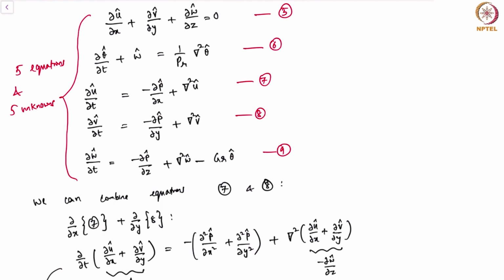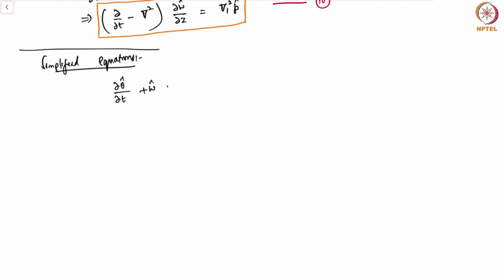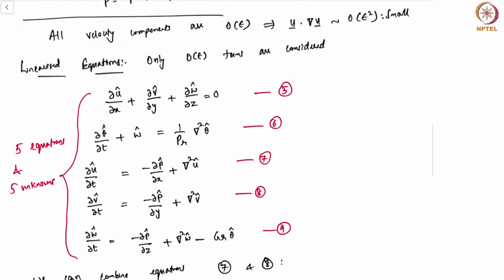Okay, so let's write down the simplified equations again. What are the simplified equations that we have? We have the temperature equation, that is del theta hat by del t plus w hat becomes 1 by Prandtl number del square of theta hat. This was our equation 6, right?